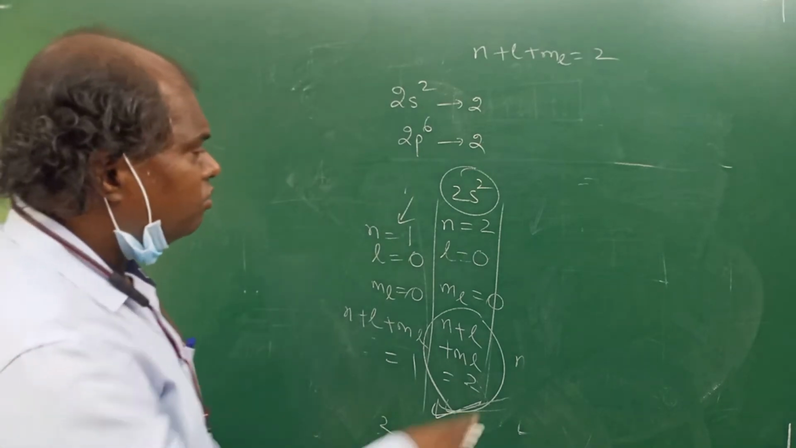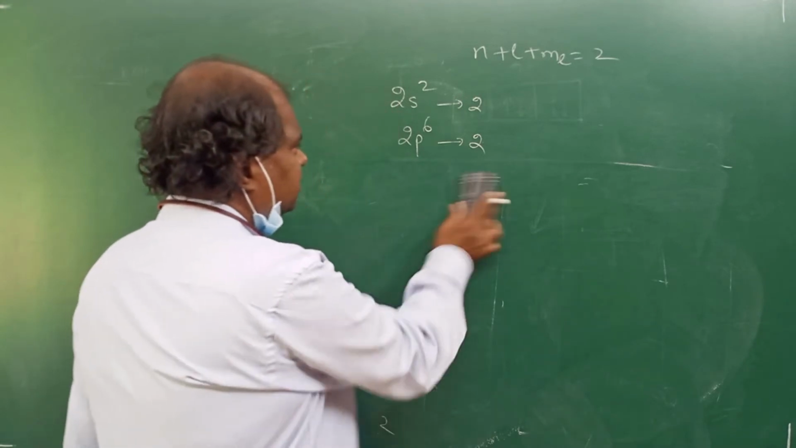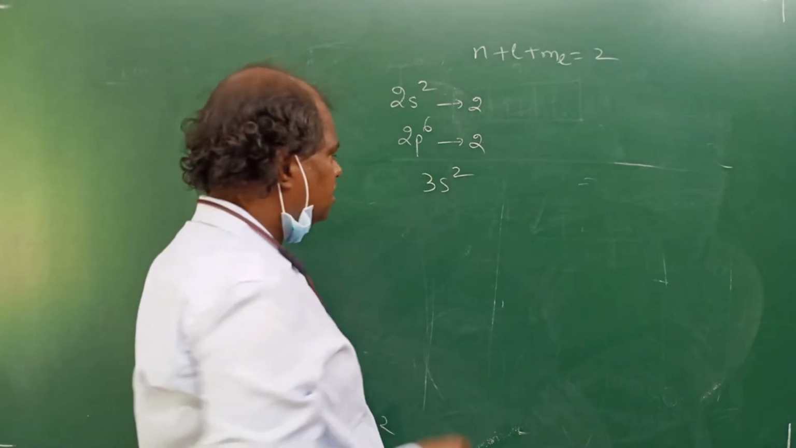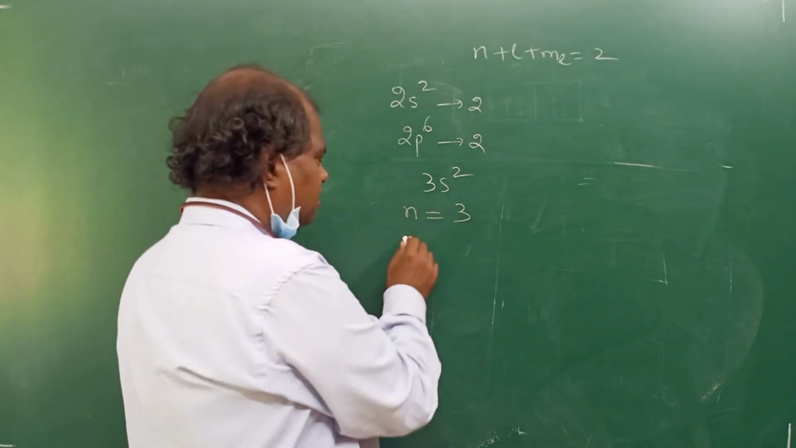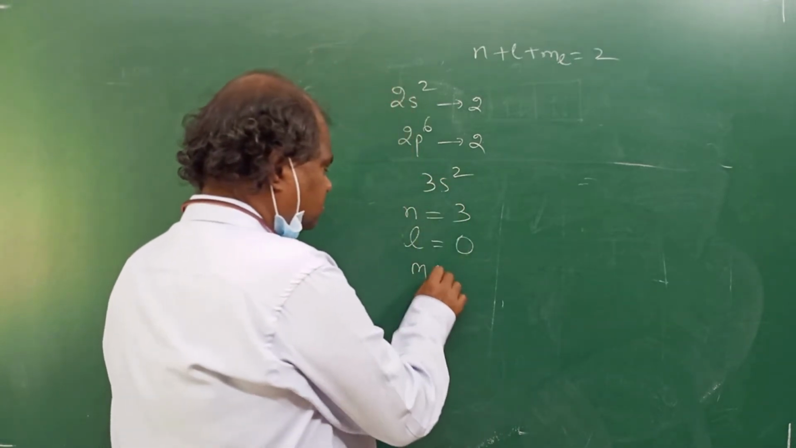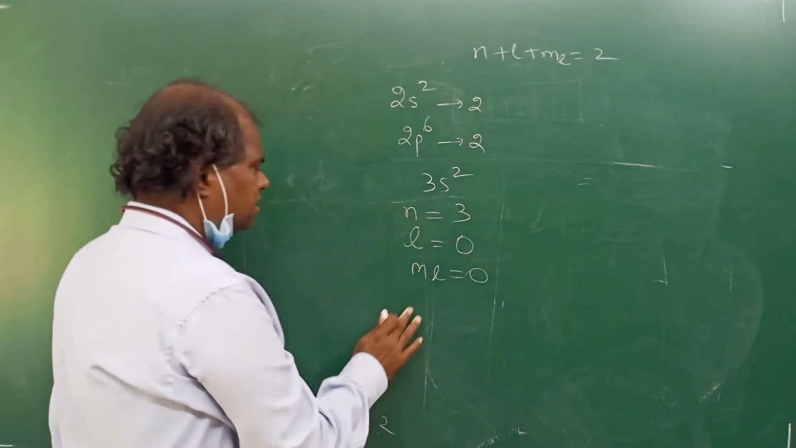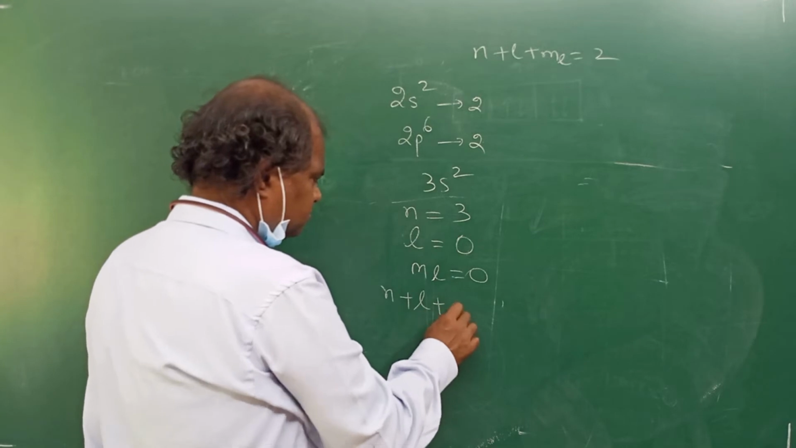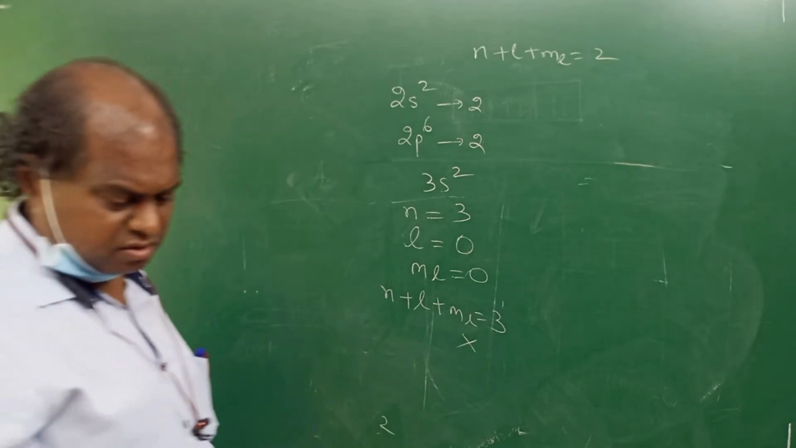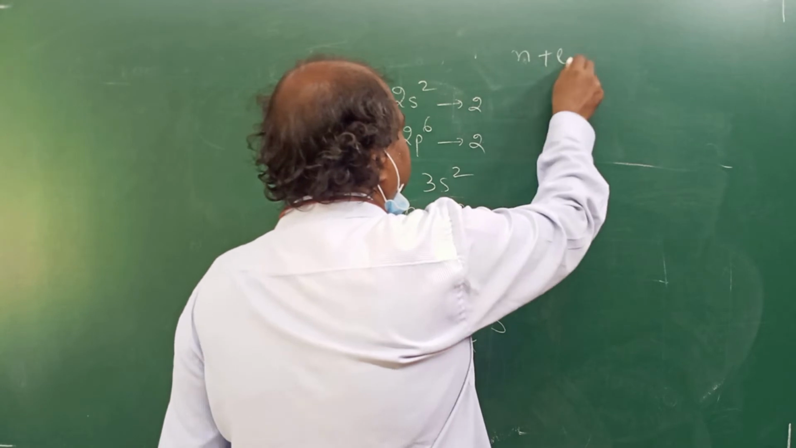Now we have to go to the next orbital. What is the next orbital? The next orbital is 3s2. Now here what is n value? 3. S means L value is 0. What is Ml? 0. So now you do this n plus L plus Ml. So this will not work out. Basically we want n plus L plus Ml equal to 2.